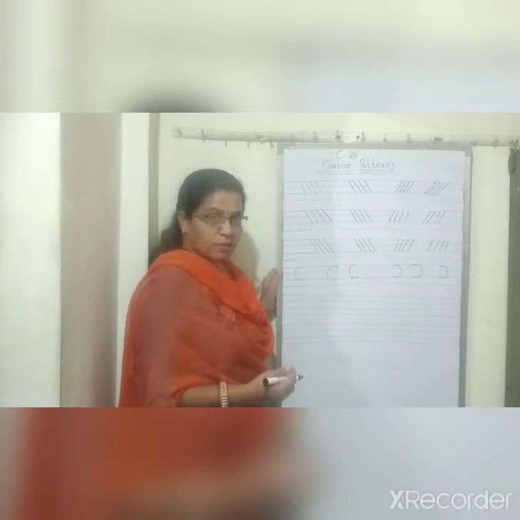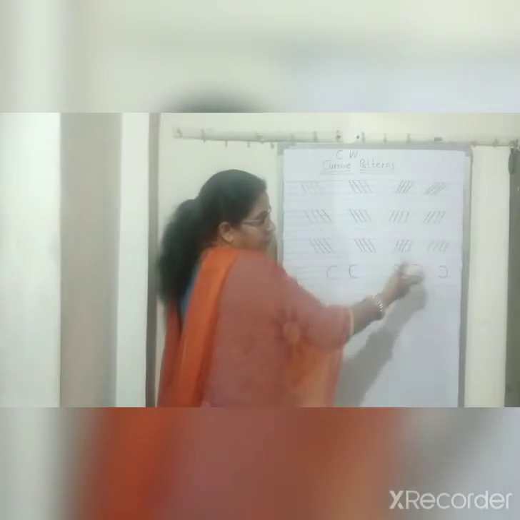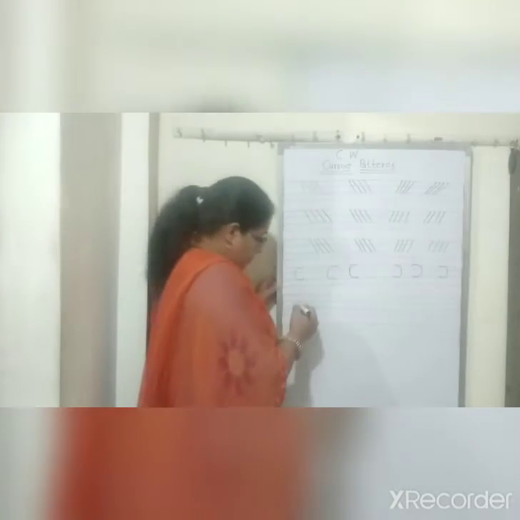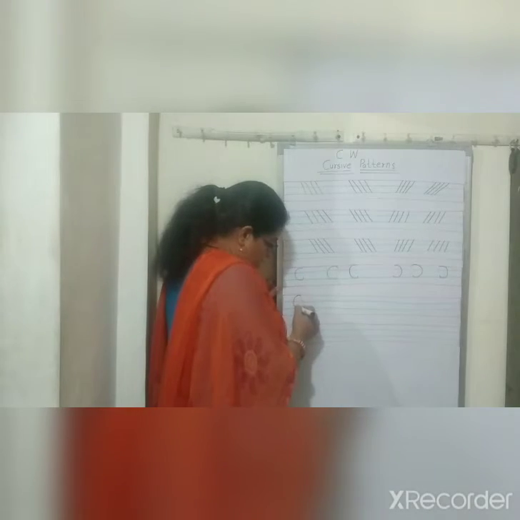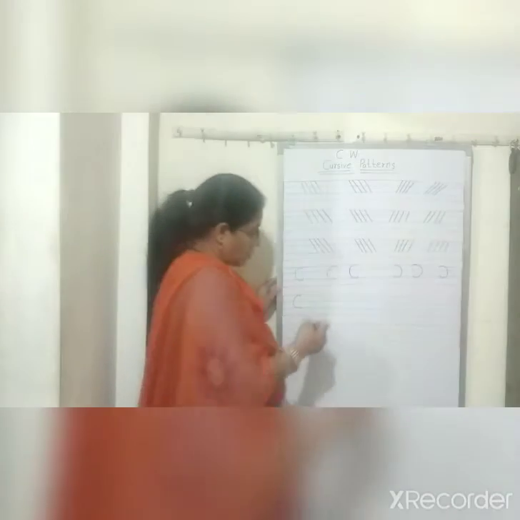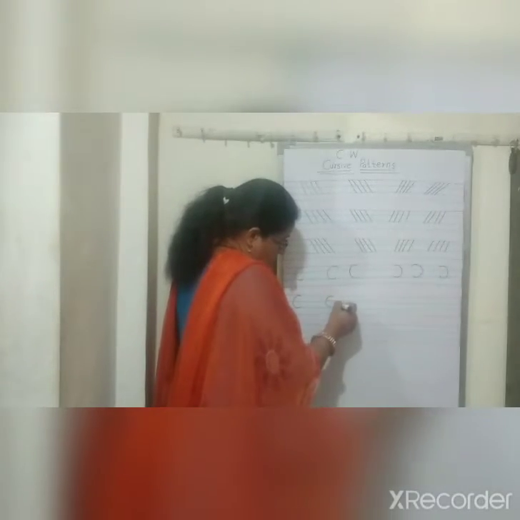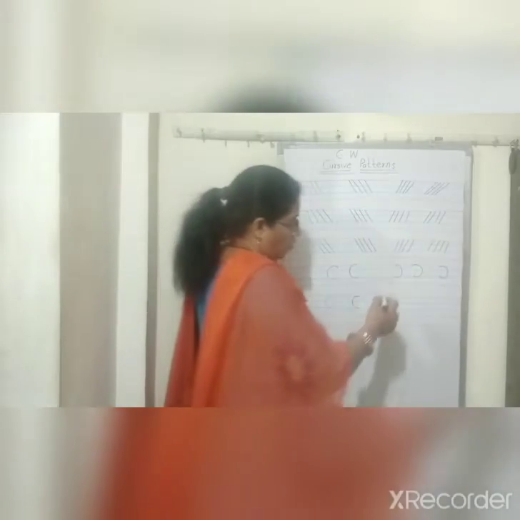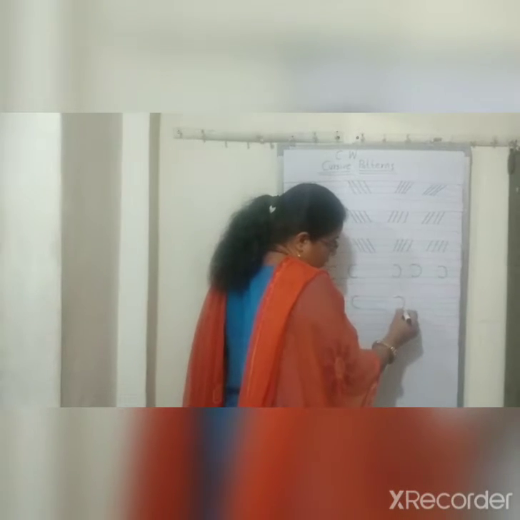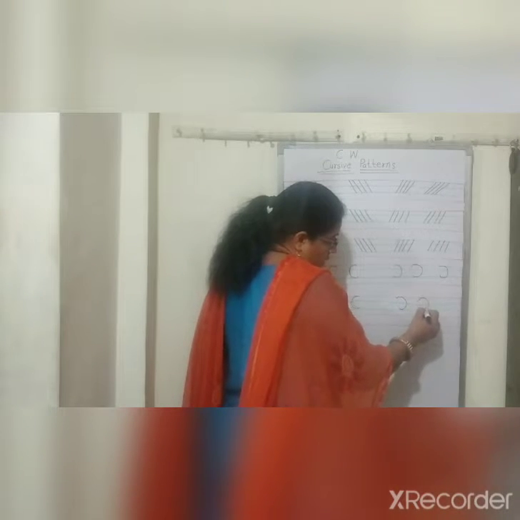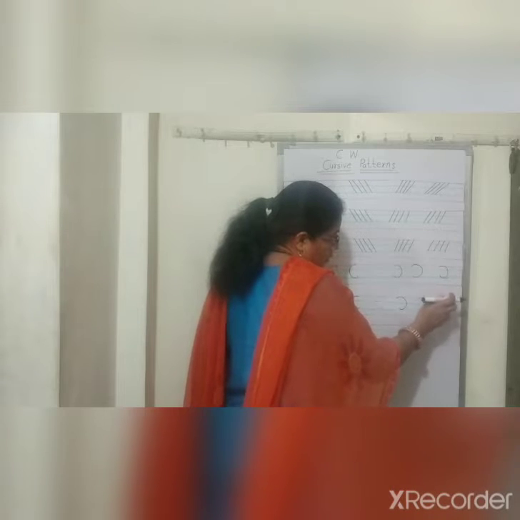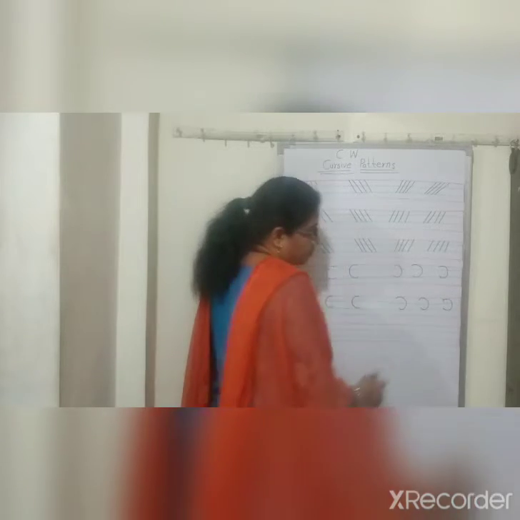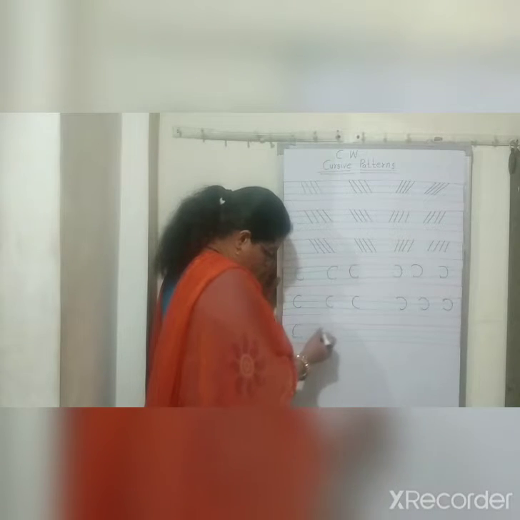Now we are going to learn some curves. Left curve and right curve. This is right curve and that is left curve. So let's start making curves. First, the right curve. Now we are going to make the left curve. It's a kind of half circle. We can say this is a half circle. Now write it one more time.